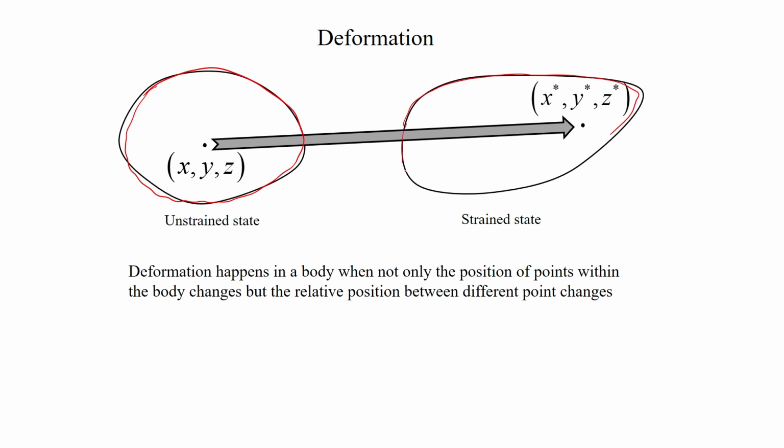When you have this deformed body, this particular point x, y, z goes to, let us say, x star, y star and z star. Deformation happens in the body when not only the positions of the points move, but also the relative position between the different points changes. So, that brings us to this picture.